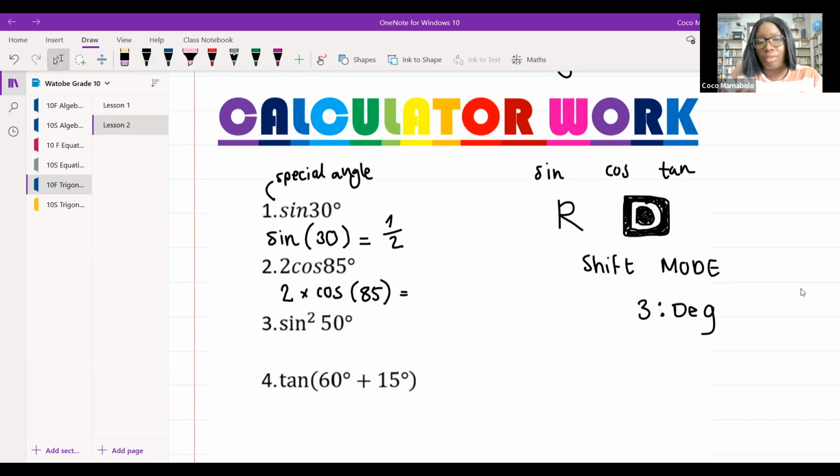Ma'am, it's giving me a very long number. It is. That's the number I'm looking for, but I want you to round it off to 2 decimal places for me. Yes. So it's going to be 0, and 2 numbers after the comma.